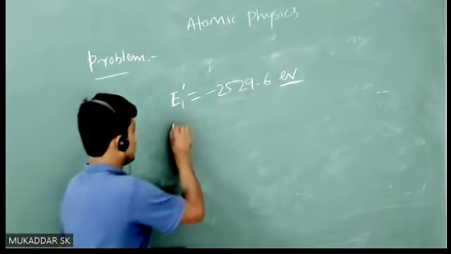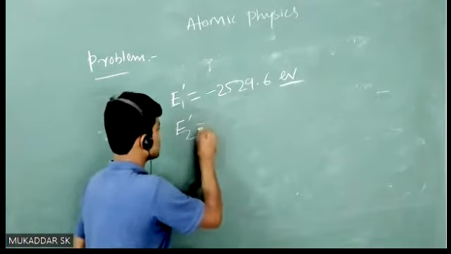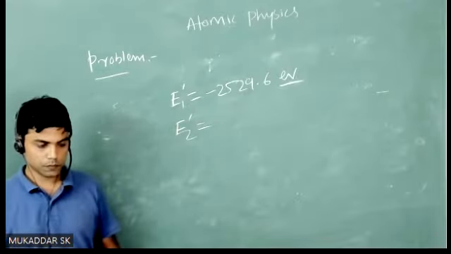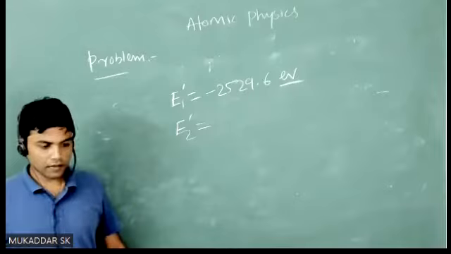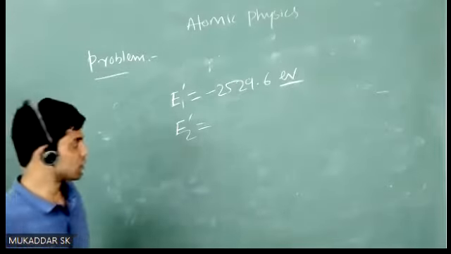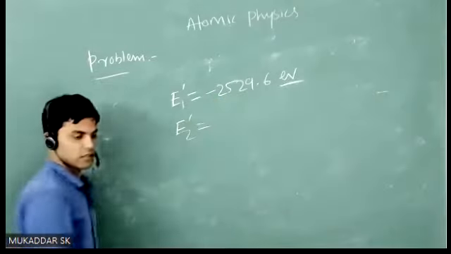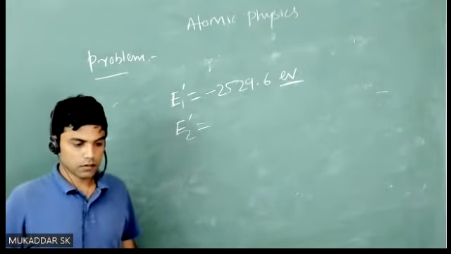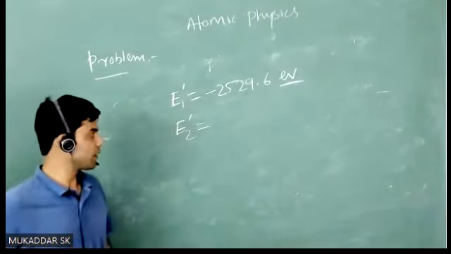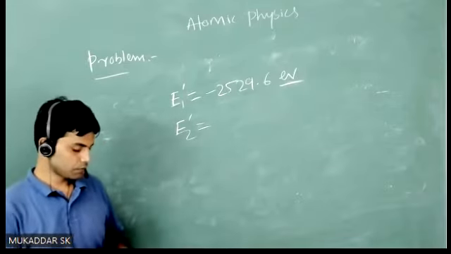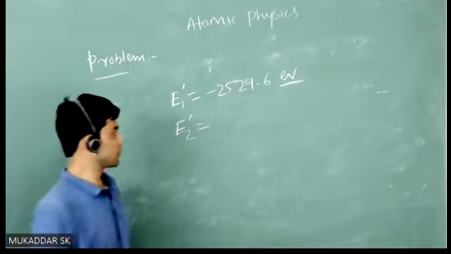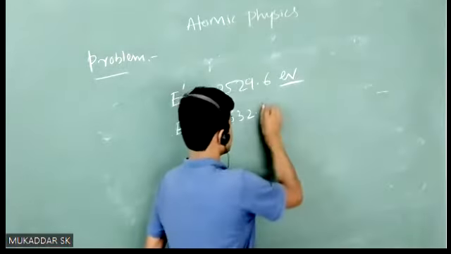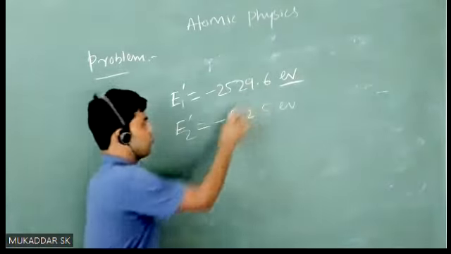Then you have to calculate E2 dash also. So E2 dash will be how much? Please calculate it. It's basically now this number will be divided by how much? Anyone? By 4. Can you please divide it and tell me? Minus 632.5. Very good. Minus 632.5, right? Almost. This is very close.